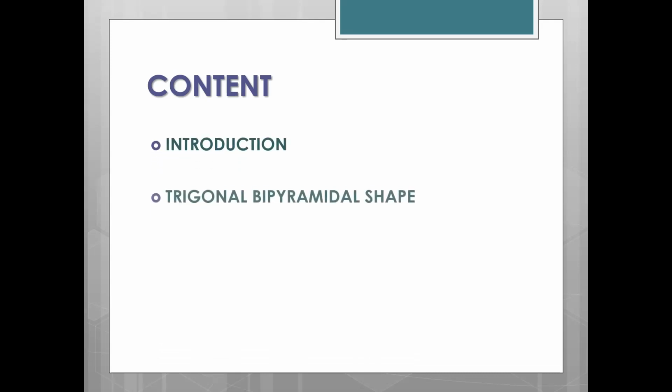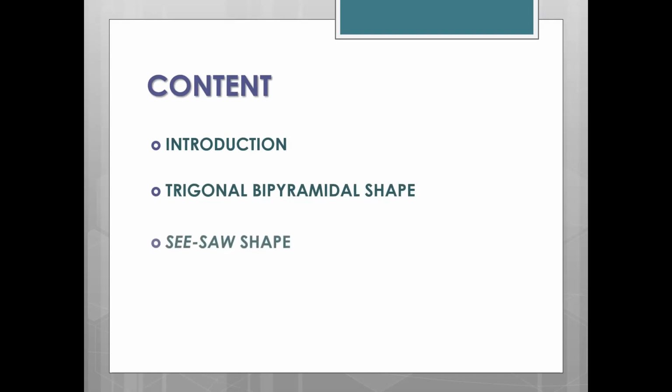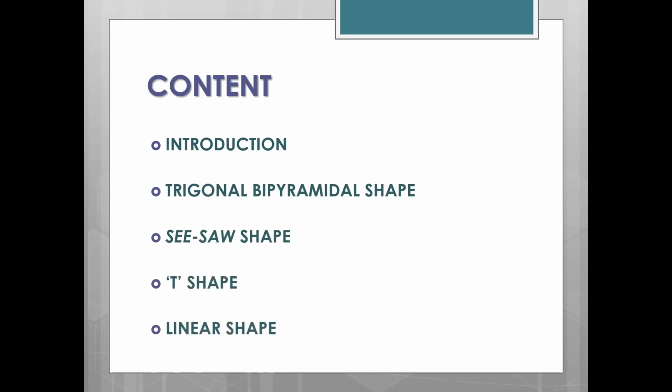Belonging to this geometry, we have several shapes. Those shapes we are going to study one by one. Therefore, the content is an introduction about the geometry. Next, the trigonal bipyramidal shape, and from that we have derived the seesaw shape, T shape, and finally the linear shape. There are four possibilities under trigonal bipyramidal electron pair geometry.